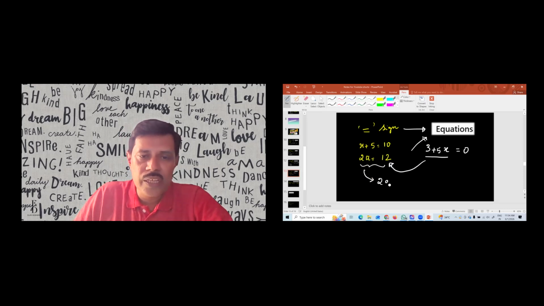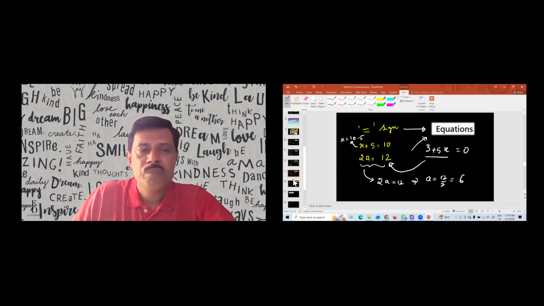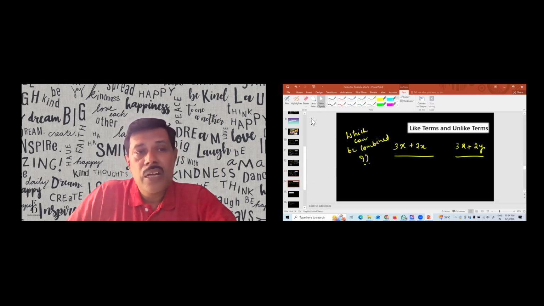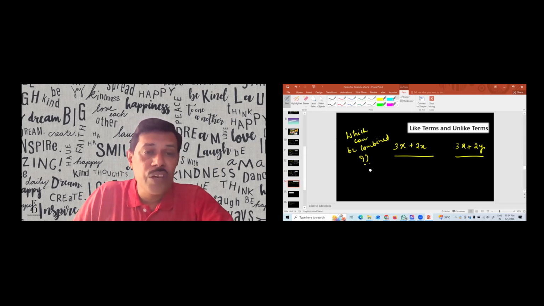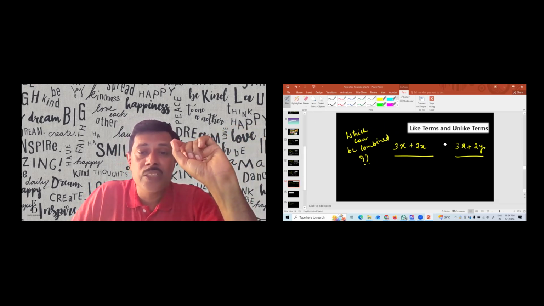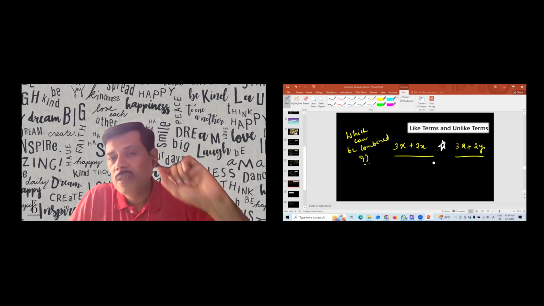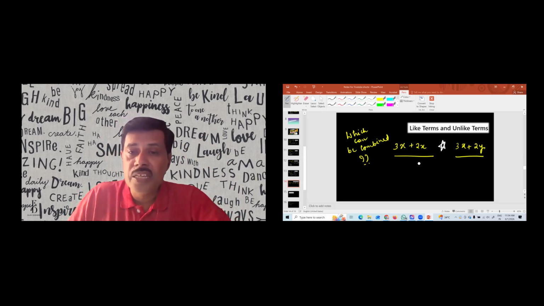Suppose 2a is equal to 12. How do we solve this? a is equal to 12 by 2, and a is equal to 6. And similarly, if I take x plus y is equal to 10, this becomes x is equal to 10 minus 5, and the answer is x is equal to 5. But the other very important thing, where algebra plays a crucial role to understand, because many students are making mistakes here.